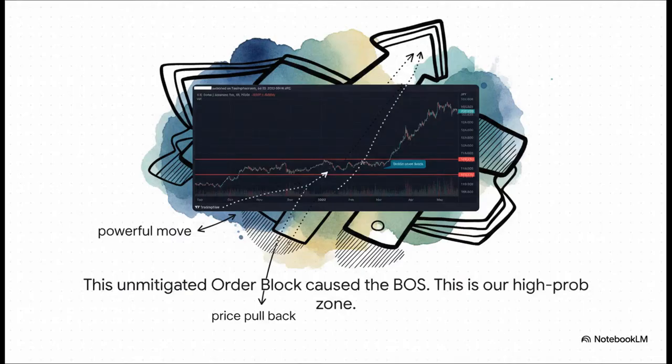So which order block do we trade? Do we trade all of them? No way. We trade the specific, unmitigated block that sits right at the base of that powerful move that caused the BOS. That is our golden zone. We mark it up on our chart, we set an alert, and we patiently wait for the price to pull back to us, giving us a super high probability entry.